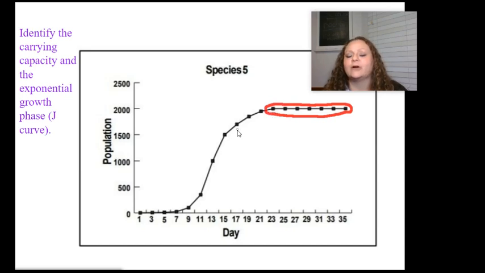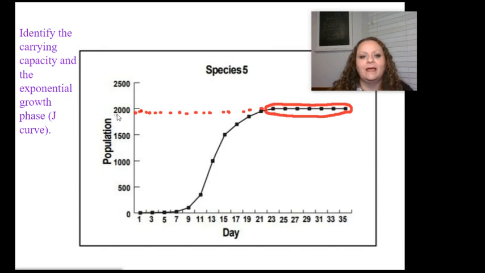This line is our carrying capacity. So if we move straight across, or as straight across as we can, we see what our carrying capacity would be. In this case, our carrying capacity is right around 2,000. So that's the maximum number of organisms in this species that can survive in this area.